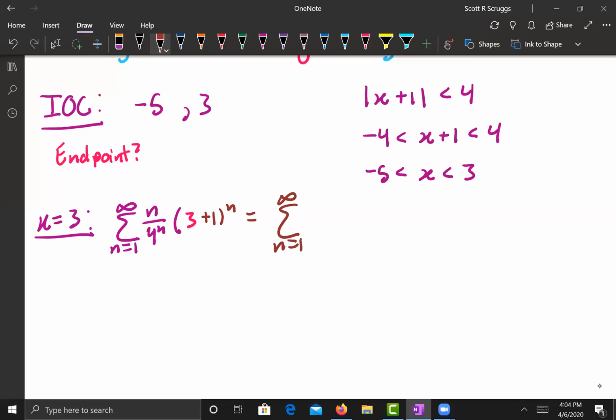1 of n over, oh, I chose brown this time, ew. n times 4 to the nth power. I see a 4 to the n in the numerator. I see a 4 to the n in the denominator. That goes away. And so I'm now left with the sum as n goes from 1 to infinity of n. Audience participation time. Does that series converge or diverge? Yep. Why?